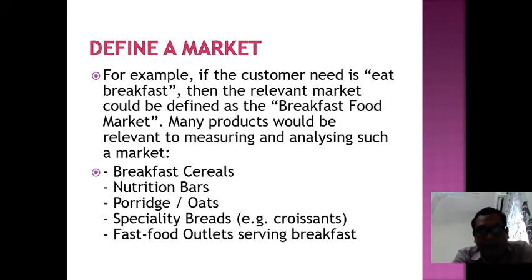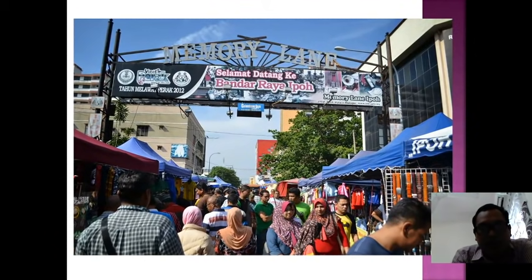So for the definition of market, for example, if the market need is to eat breakfast, then the relevant market could be defined as the breakfast food market. So in this sense, if eating breakfast is the market, then the products given must include items such as breakfast cereals, nutrition bars, porridge or oats, breads, and also fast food outlets serving breakfast, like even McDonald's or KFC. So this is a good example of a market.